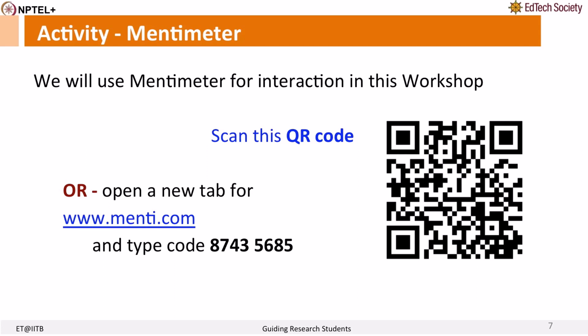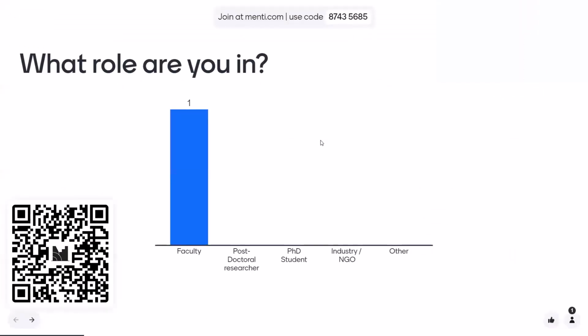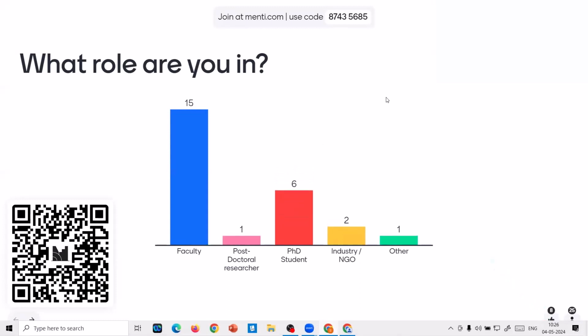Okay, having seen that much about me, let us also get to know you. For this workshop, we will be using Mentimeter for interaction. You can scan this QR code or open a new tab and type the code 87435685 and answer the question. I will wait for about 50 responses. Okay, now that most of you have finished responding, let me go to the next question. I see that most people are faculty and some are PhD students.